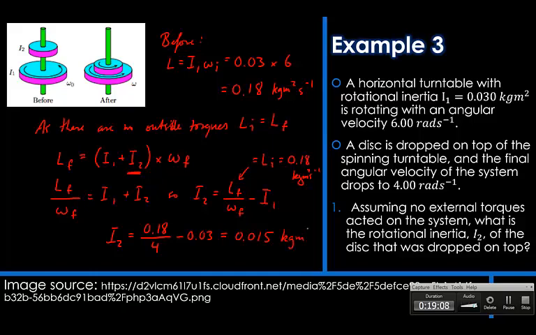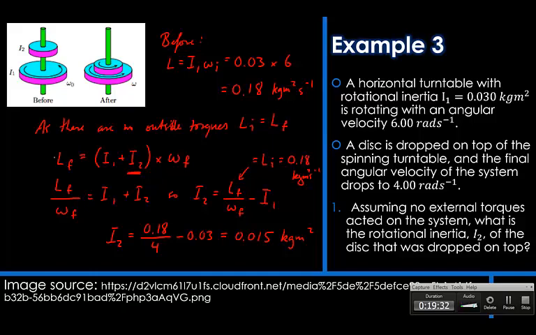Kilogram meters squared. Okay, so here we can see that, just to go back over what we did, we worked out what the total angular momentum was in the system by figuring out how much there was before the collision. Then we noted that the total initial must be equal to the total final.